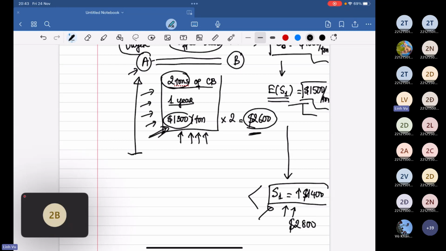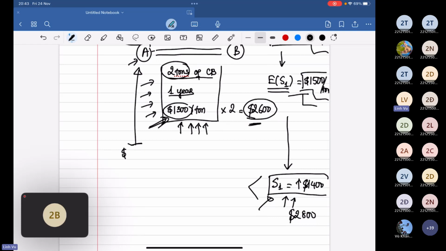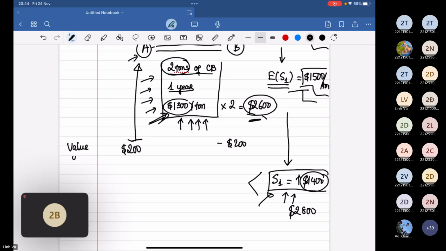Okay, and the amount of profit here is $200. At the same time, if you look at party B in this case, if party B does not get involved in the contract, they can sell the coffee beans to the market at the price of $1,400. But party B decided to sign the contract and get involved in the transaction with party A, and therefore they can only sell 2 tons of coffee beans at the price of $2,600. So they will suffer a loss of $200 in this case.